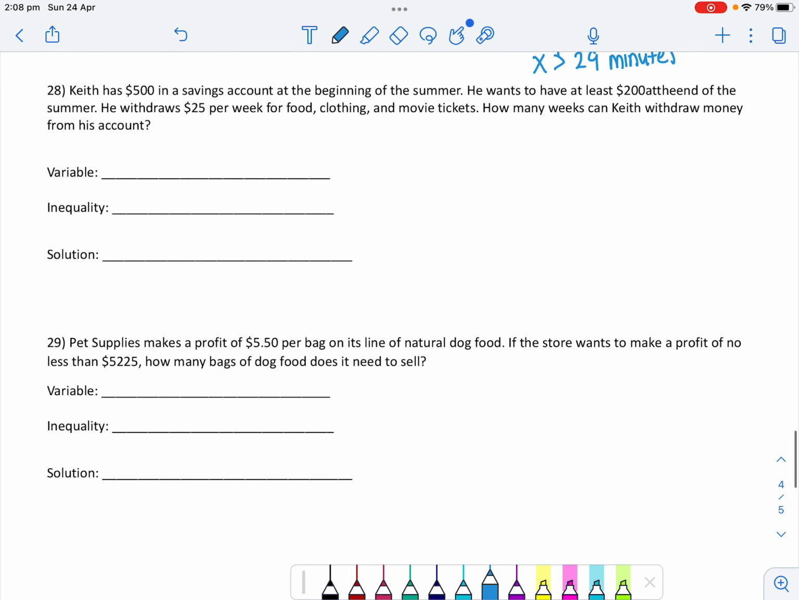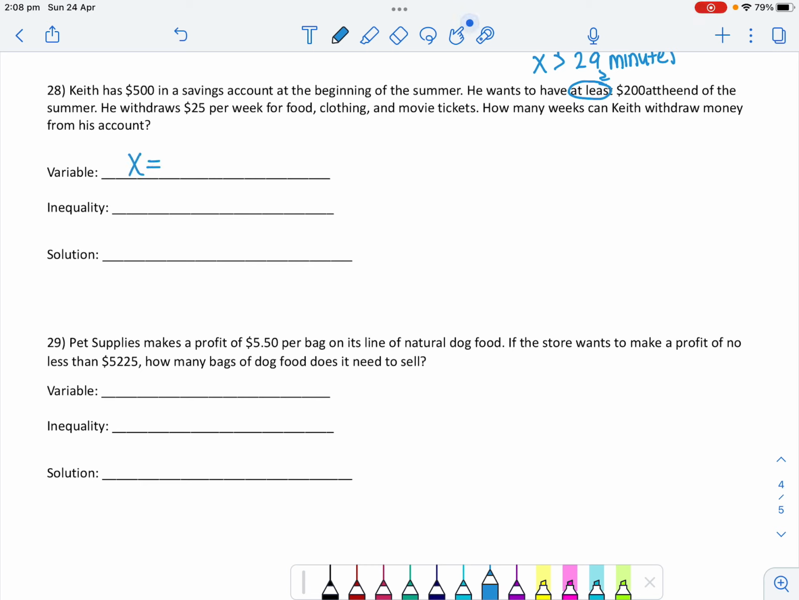Number 28 says Keith has $500 in a savings account at the beginning of the summer. He wants to have at least $200. That's going to be less than or equal to. No, at least is greater than or equal to. My bad. $200 at the end of the summer if he withdraws $25 per week for food, clothing, and movie tickets. How many weeks can Keith withdraw money from his account?